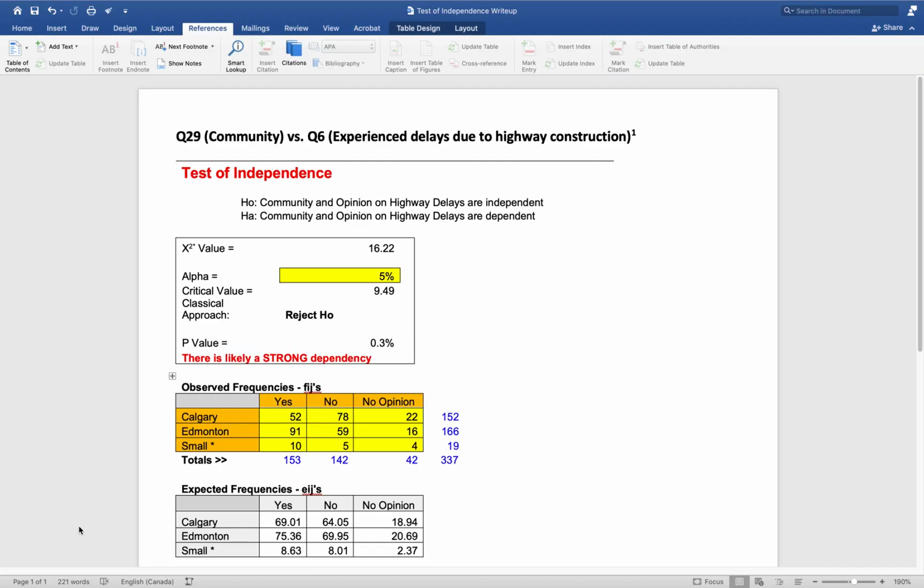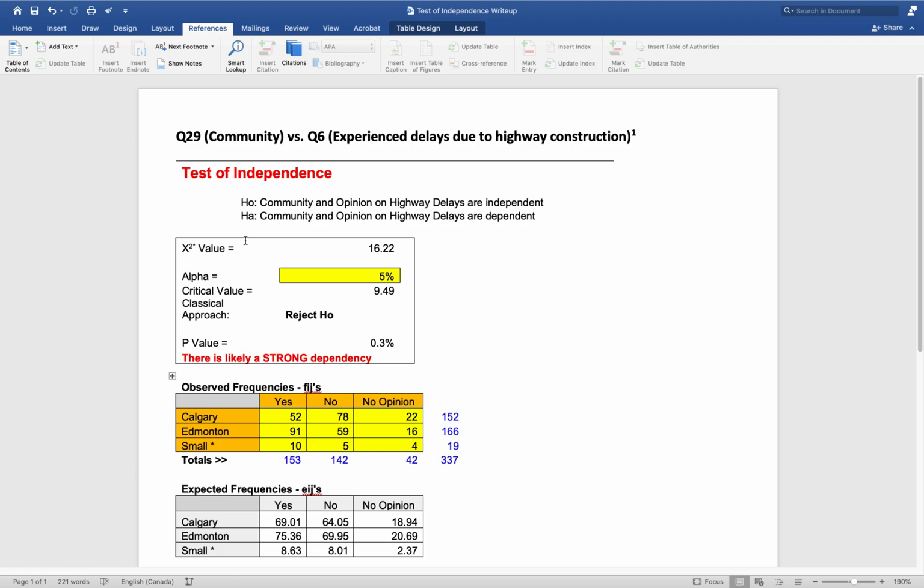Okay, so we finished up the analysis using the Test of Independence template. And now what I've done is I've just transferred over the results here into a Word document. So pretend that this is your final report that you're writing up here. And just to show you a couple things that I've done here.